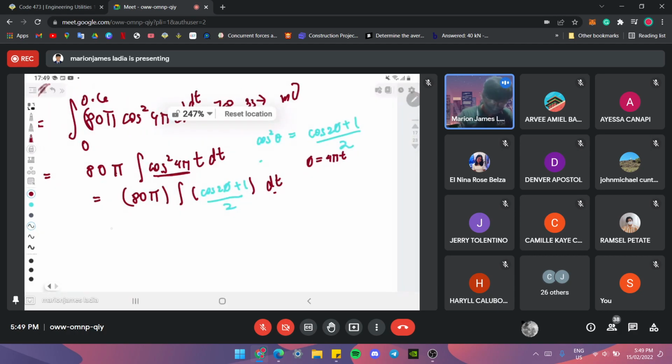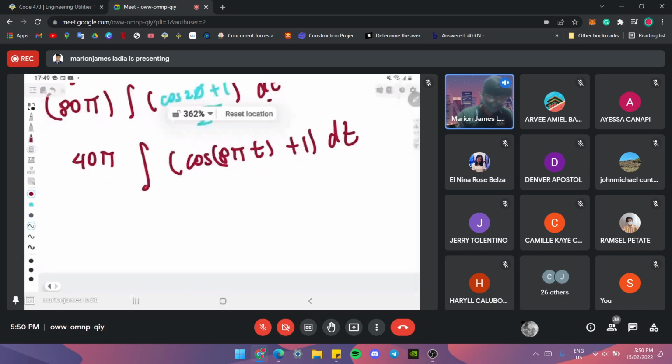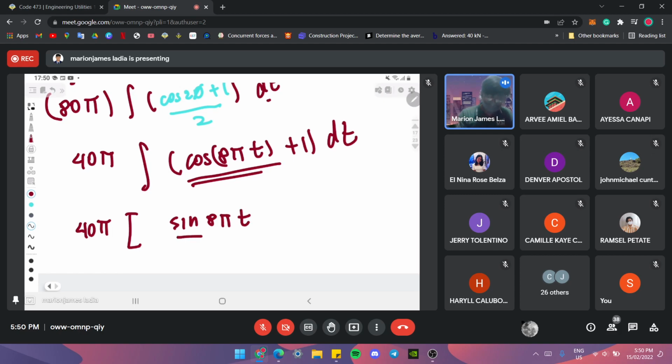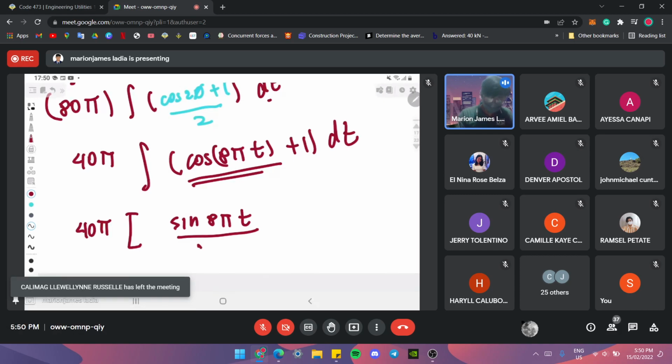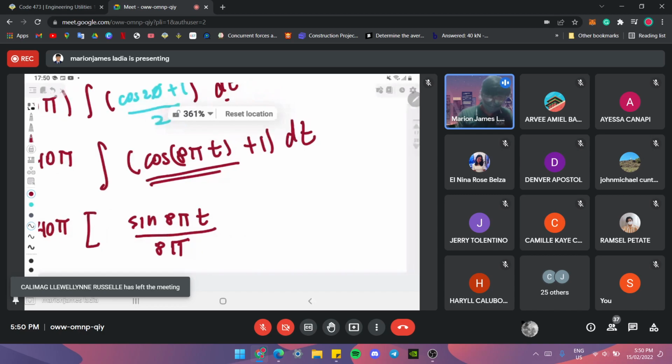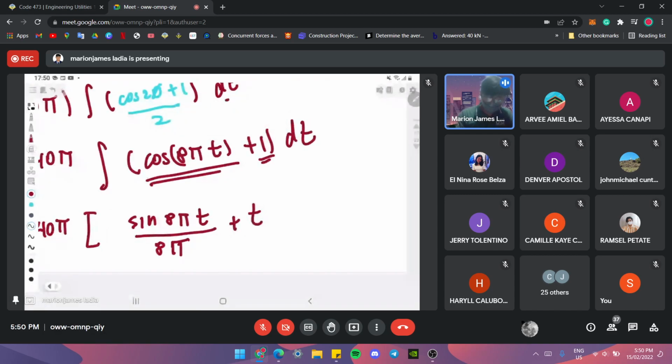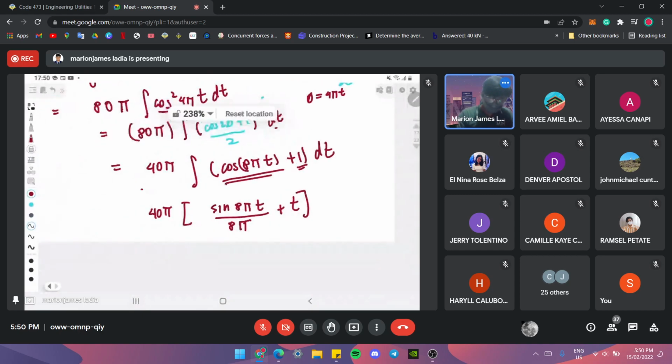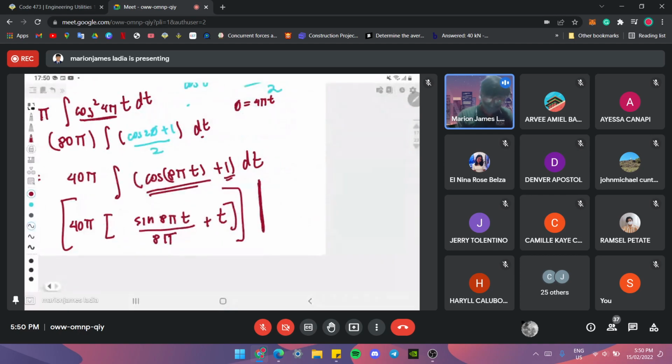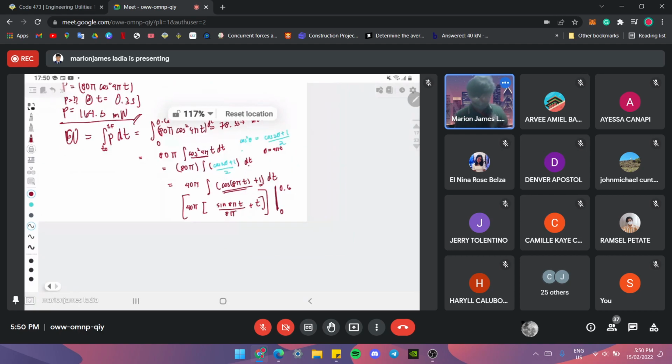So, from here, pwede ko nang ilabas yung 2 dito. So, 40 pi integral of cosine 8 pi t plus 1 dt. So, from here, kukunin natin yung integral ng cosine, which is equal to, so 40 pi multiplied by sine 8 pi t all over yung neutralizing factor natin, which is equal to 8 pi. Okay? So, plus the integral of 1 is equal to t. So, hindi ko nilalagay yung constant kasi nga definite integral tayo. So, from 0 to 0.6. Okay? So, yan.